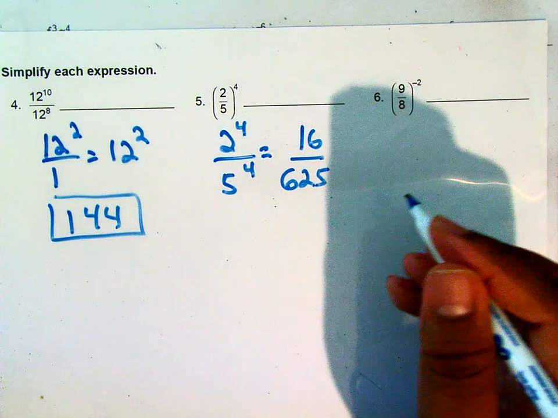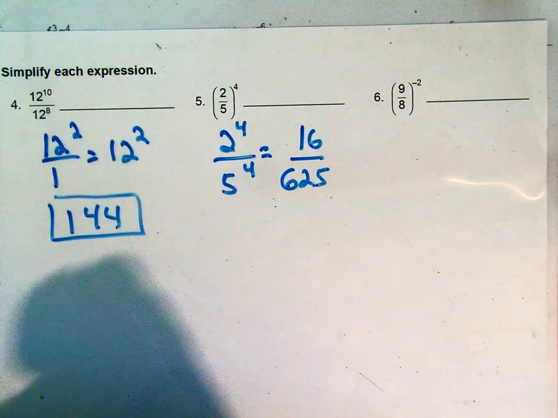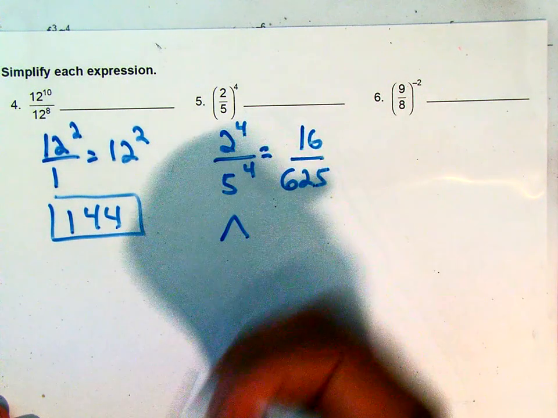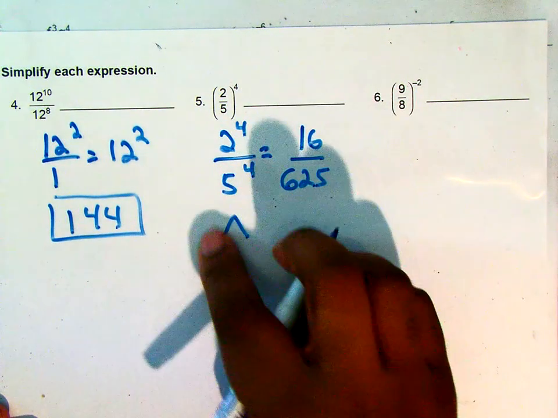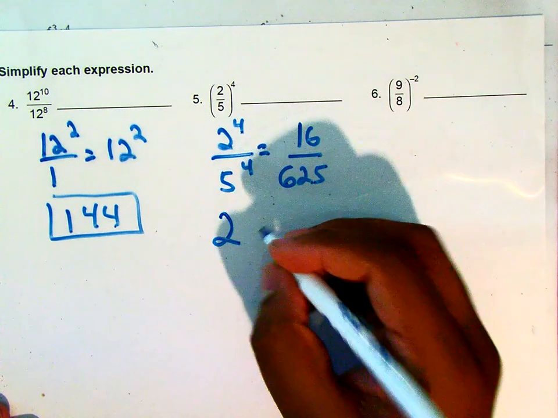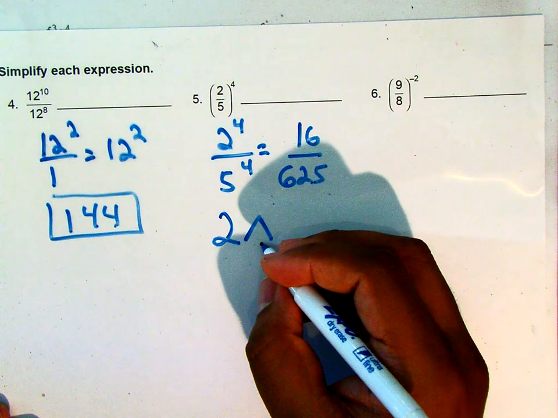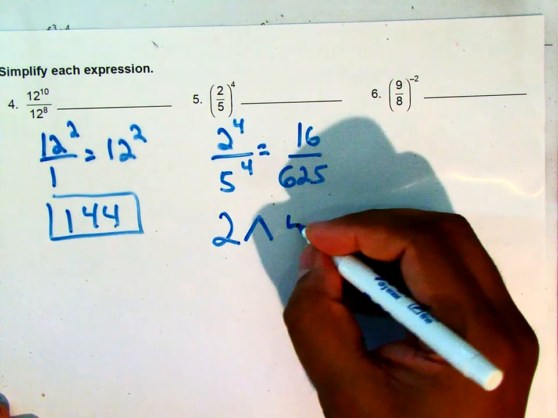Now, to type that in your calculator, what you want to do is look for a button that has this symbol on it. So, for example, if I wanted to do 2 to the 4th, I would type 2, hit the button that has this symbol called a caret, and raise it to the 4th.